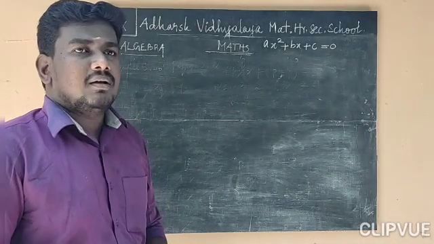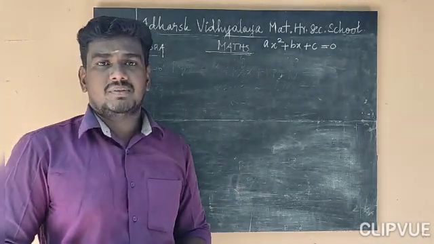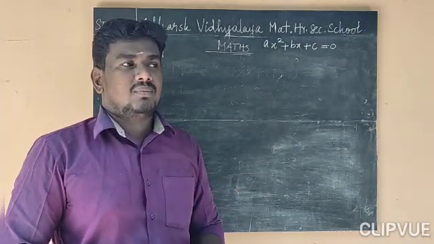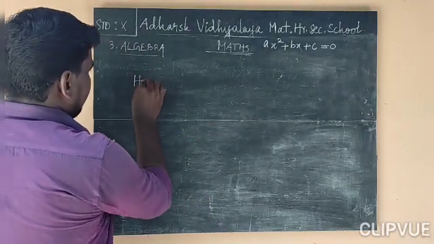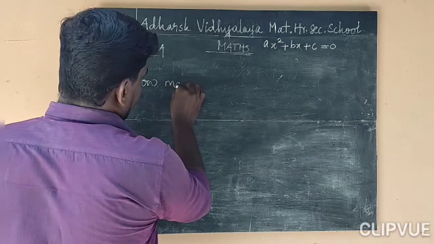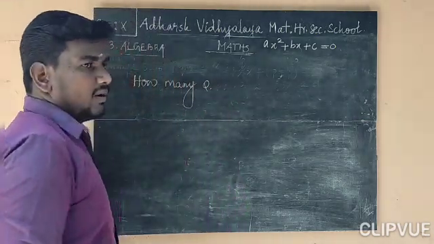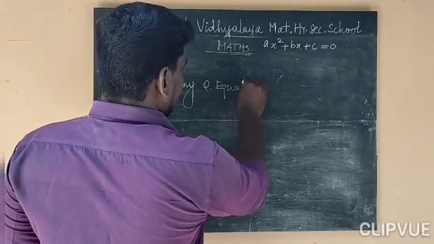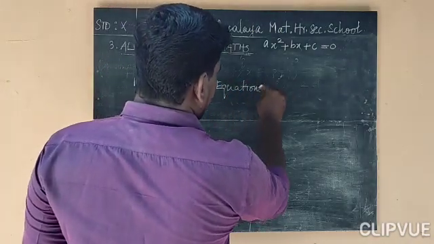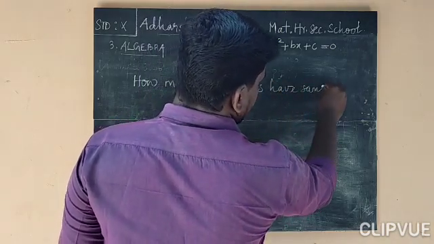Okay children, we have completed exercise 3.11 and the related example problems. So now we are going to discuss one more important thing. Actually the question is, how many quadratic polynomials or quadratic equations have the same roots?